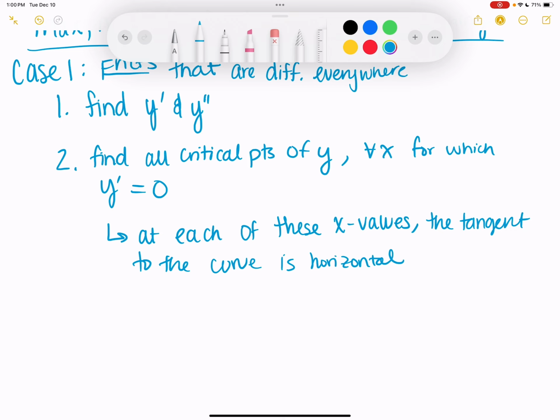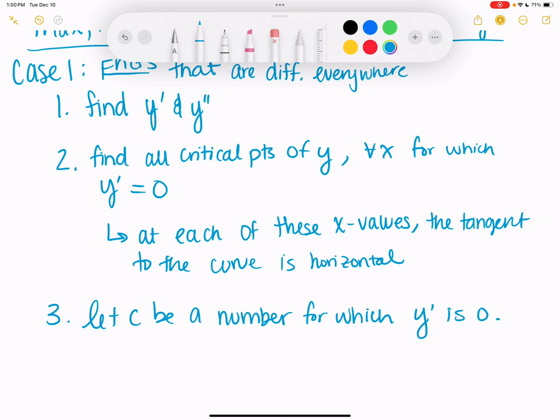Awesome. All right. 3. Let C be a number for which y prime is 0. Check the sign of y double prime at C.